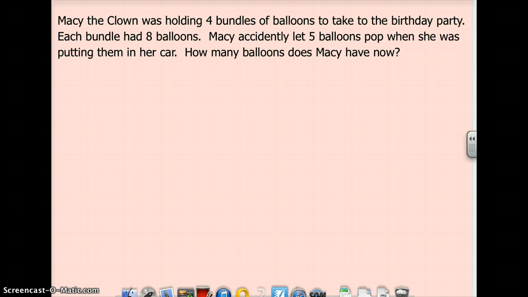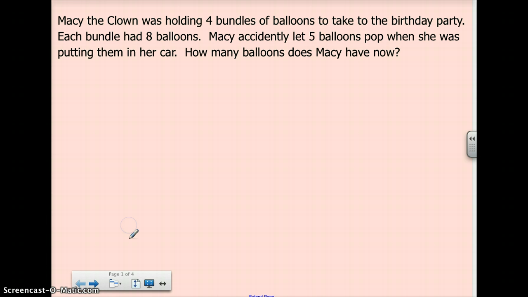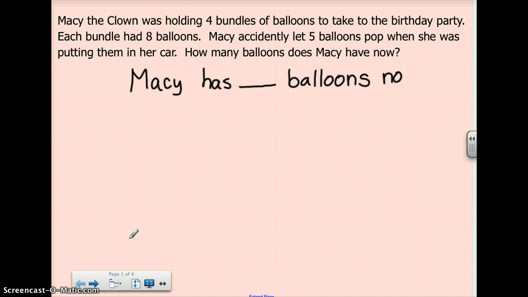Okay, then you start with the question. How many balloons does Macy have now? You're going to rephrase that into a statement and write it down. Macy has blank balloons now. This is where you're going to be sure to put your answer when you're finished.